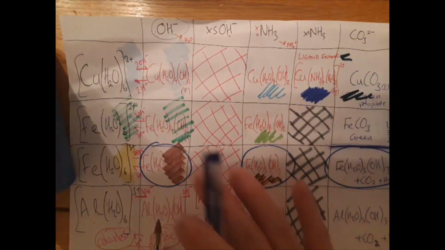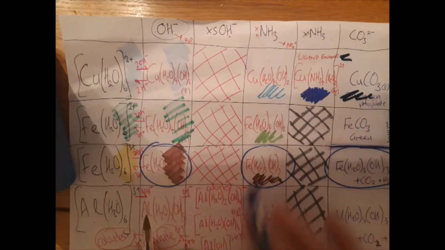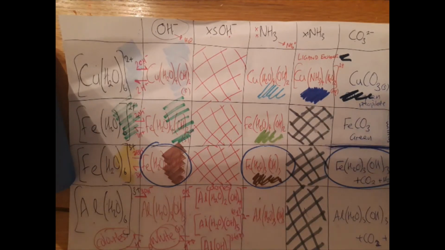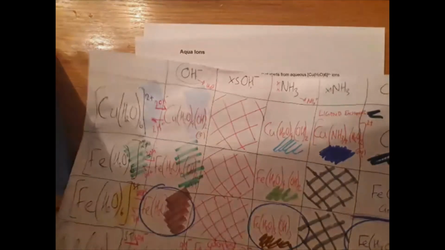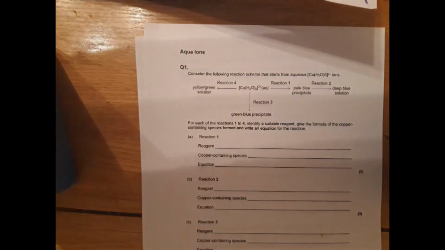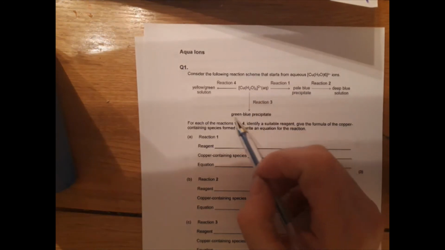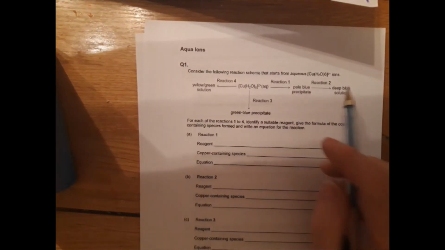This is what I'm going to use, but this is going to be in my head. I don't need to look at it, but I'm going to show you how you could use it in the exam, even though you can't take it into the exam. Alright, Aqua Ions. Consider the following reaction scheme. So we're dealing with copper turning into all of these colourful precipitates and solutions.